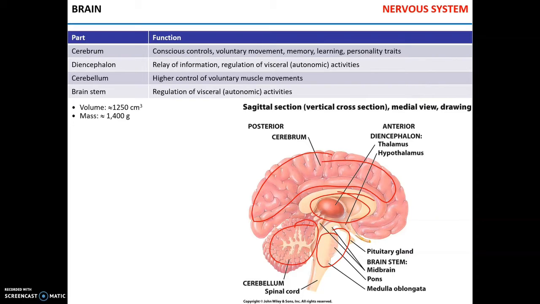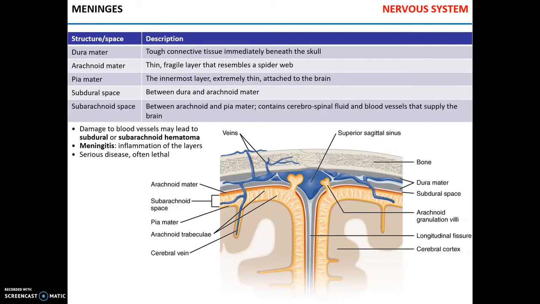Diencephalon, its function is relay of information and regulation of various visceral activities. Cerebellum provides higher control of voluntary muscle, skeletal muscle movements, and brainstem also regulates various visceral activities. The volume of the brain is about 1.3 liters and the mass is about 1.4 kilograms. Now, brain is protected by cerebrospinal fluid and meninges.